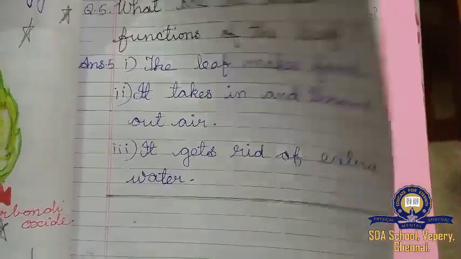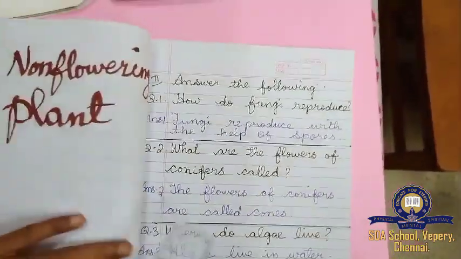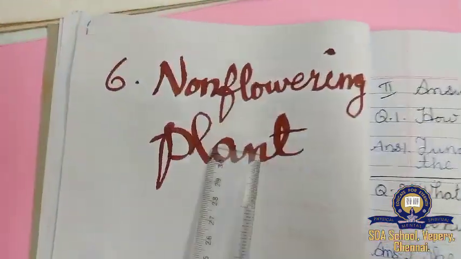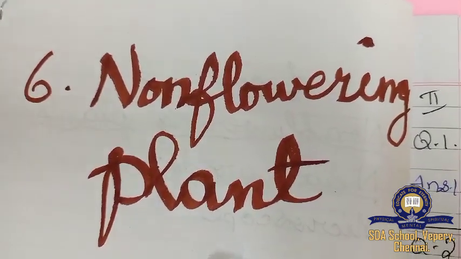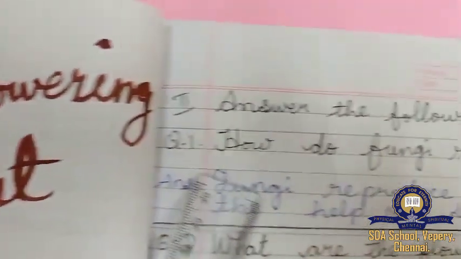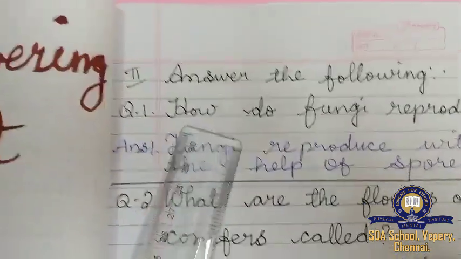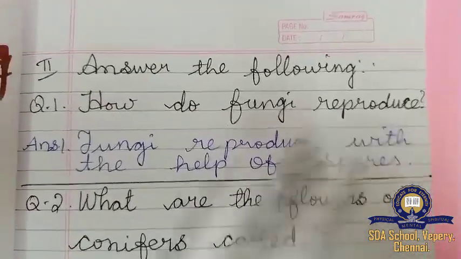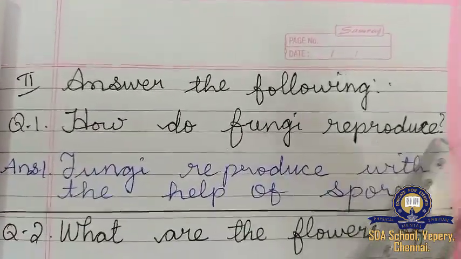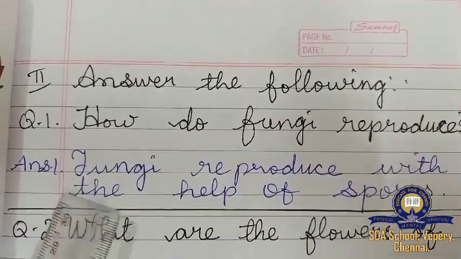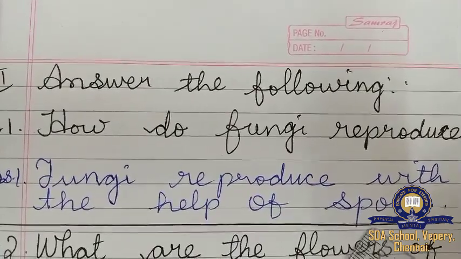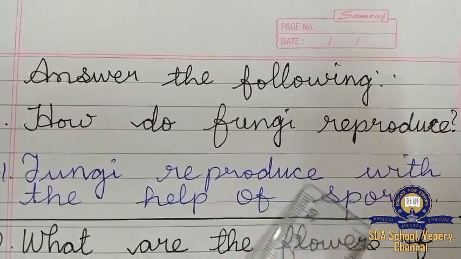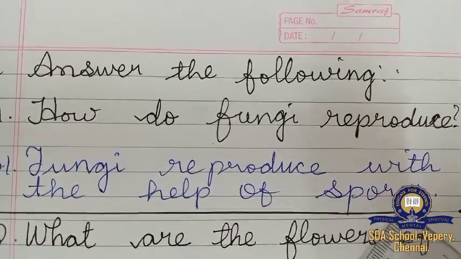Next lesson is about non-flowering plants. Sixth lesson is about non-flowering plants. Answer the following. Question number 1. How do fungi reproduce? Fungi reproduce with the help of spores.